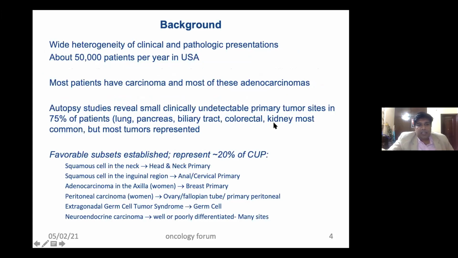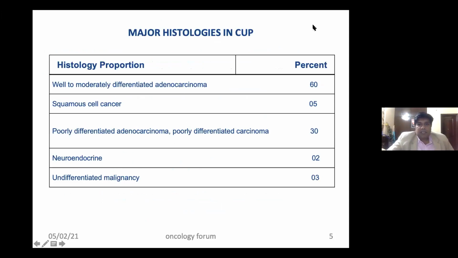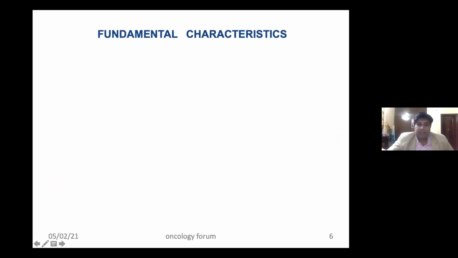There is US data showing about 50,000 patients per year in the USA with CUP. Most of the patients have carcinoma, and adenocarcinoma is the most common one. As I mentioned previously, the favorable subset is about 20% of CUP cases. Among the major histologies in CUP, well to moderately differentiated is about 60%, poorly differentiated adenocarcinoma or carcinoma is about 30%, neuroendocrine is very low at 2%, and undifferentiated malignancy is seen in 3% of cases.